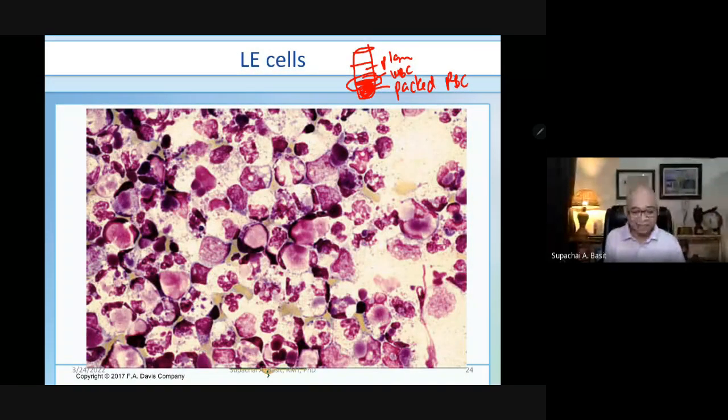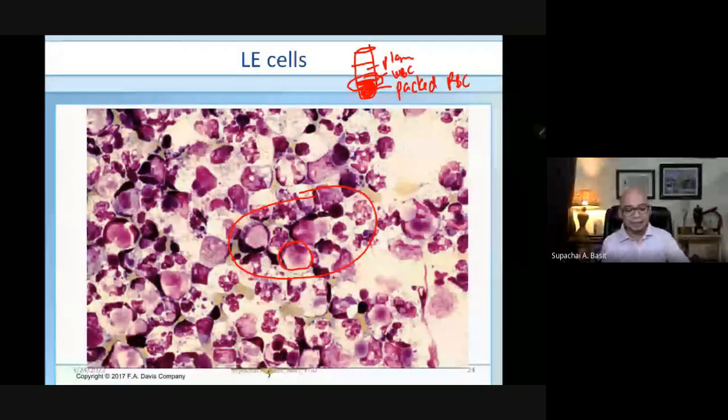Okay, so LE cells are a special type of WBC where the nucleus, the one that you can see here, is being pushed away to the periphery or to the side. So that's the characteristic of the LE cells, and that's one way of diagnosing SLE.